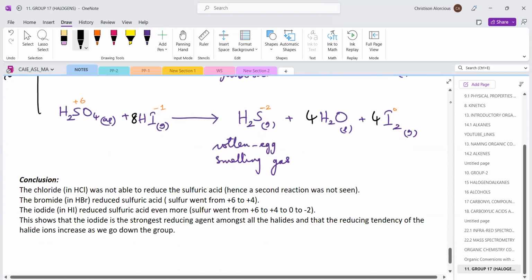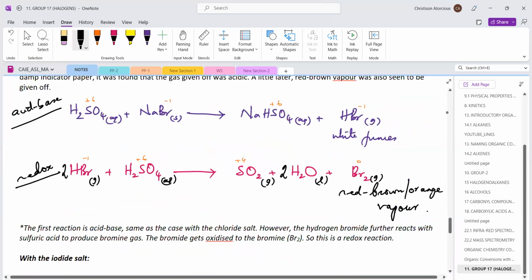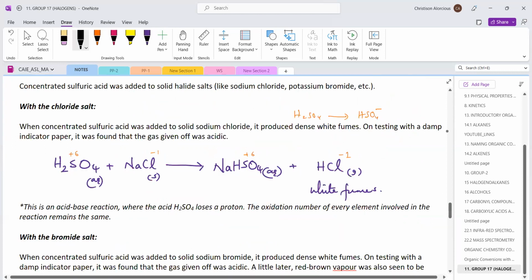Now, if you look at it, the bromide reduced sulfur from +6 to +4. The chloride was not able to do that. So obviously, by that extension, the fluoride would not have been able to do that either.